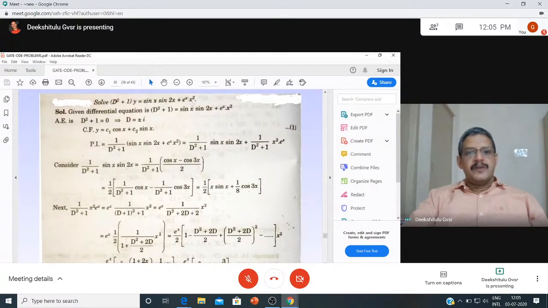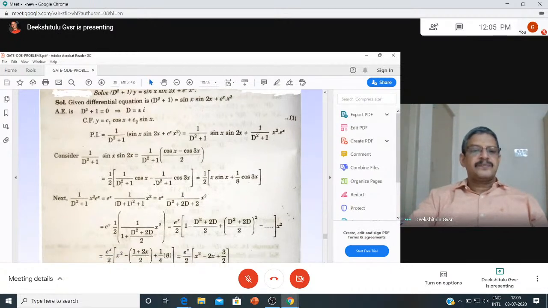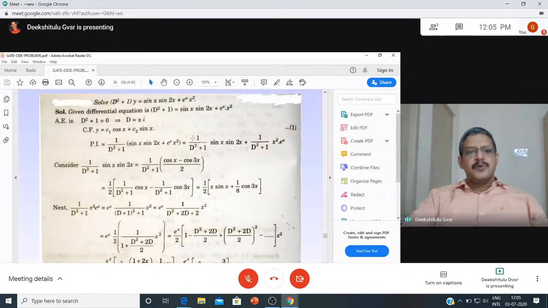So 1 by (D square plus 1) of (cos x minus cos 3x) by 2. For the first function we'll see first. This is 1 by 2 [1 by (D square plus 1) cos x minus 1 by (D square plus 1) cos 3x]. D square is minus 1 becomes 0, so 1 by 2 x sin x, why? Because x into 1 by f dash D, and f dash D is 2D on cos x. So x by 2 into, 1 by D of cos x is sin x. This is how we get. Plus D square is minus 9, so this becomes minus 9 plus 1 is 8. So the first term is over.